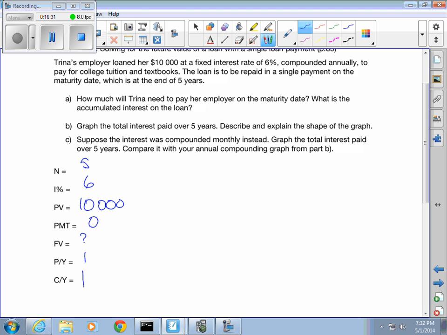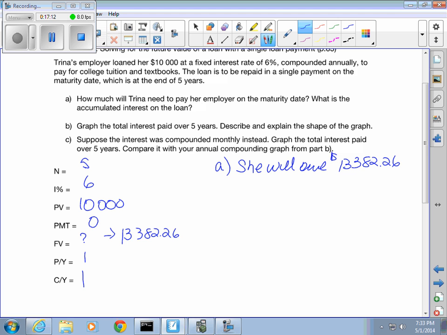and once you get to future value, you hit the alpha button. She's going to have to pay back $13,382.26. So she will owe, at the end of 5 years, $13,382.26.